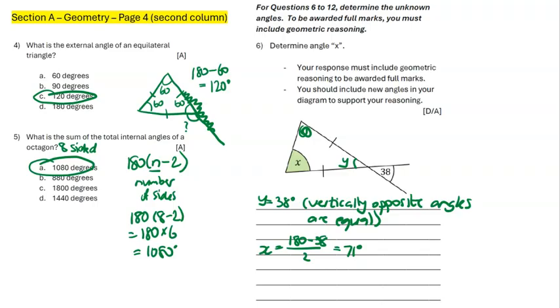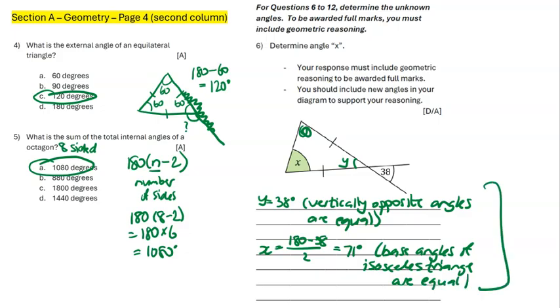I've got to state my reasoning. That was my base angles rule as well. So I'm going to write down: base angles of isosceles triangle are equal. If you can get both of those, that's going to get your achieved mark. If you only get one of them, or maybe the beginnings of it, that would be your developing mark there.